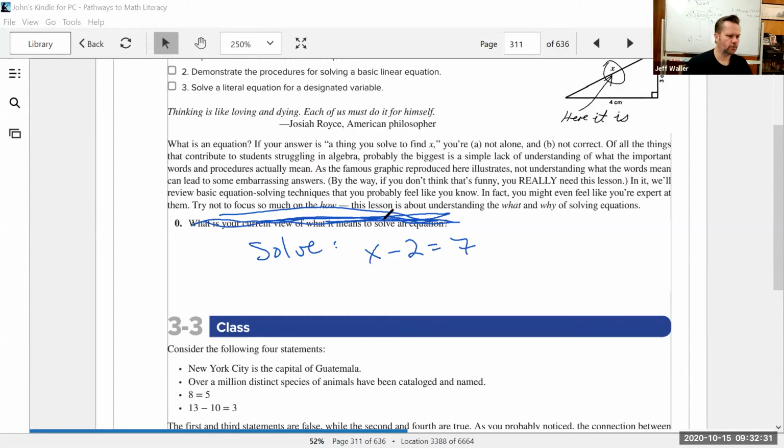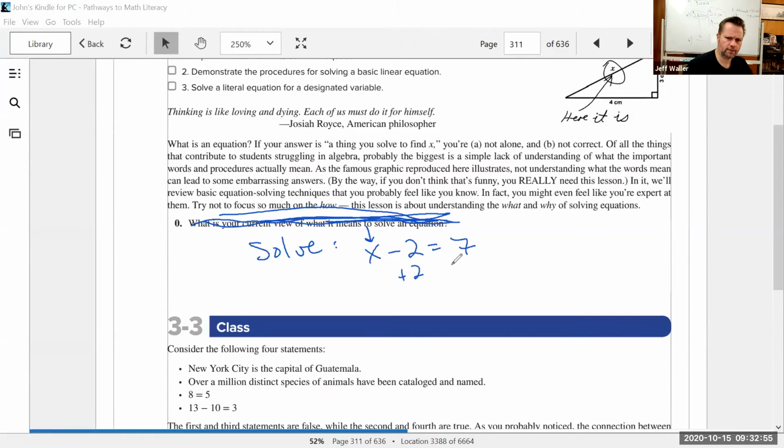All right, so the whole idea behind solving an equation is trying to get the variable by itself. So if I solve this equation, then what did somebody do? Somebody solve this equation, what did you do exactly? Added 2 to both sides.